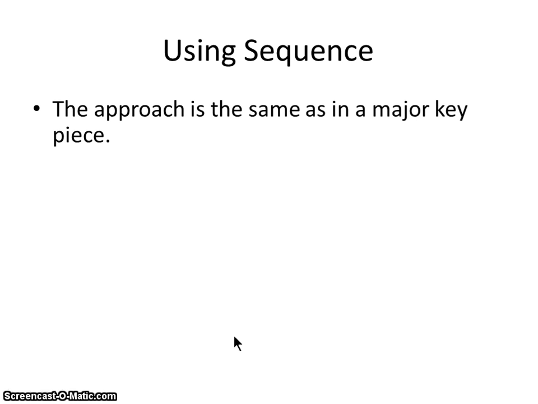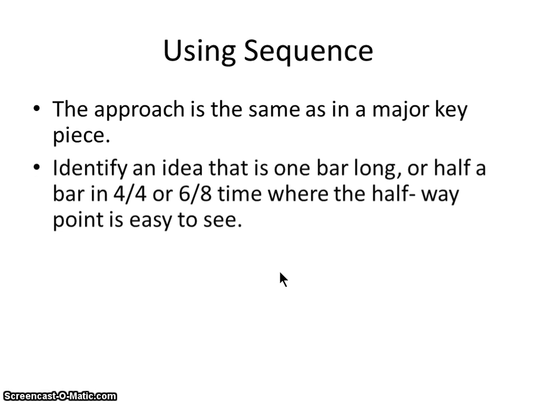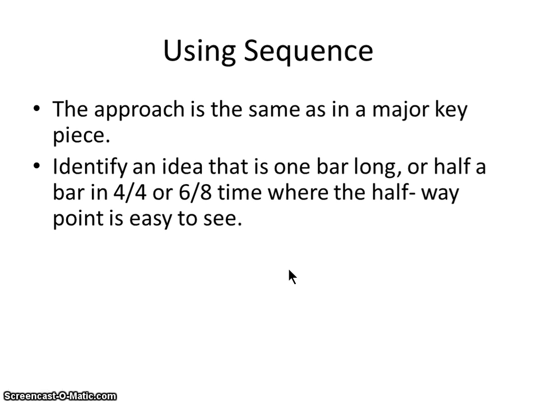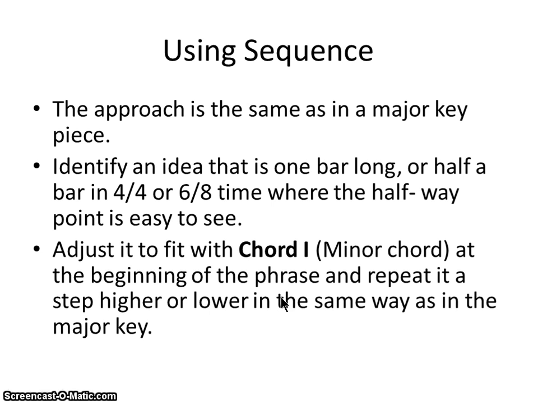Using a sequence, the approach is the same as in a major key piece. Identify an idea that is 1 bar long or half a bar in either 4/4 or 6/8 time, where the halfway point is easy to see. Adjust it to fit with chord 1, a minor chord, at the beginning of the phrase, and repeat it a step higher or lower in the same way as in the major key example.